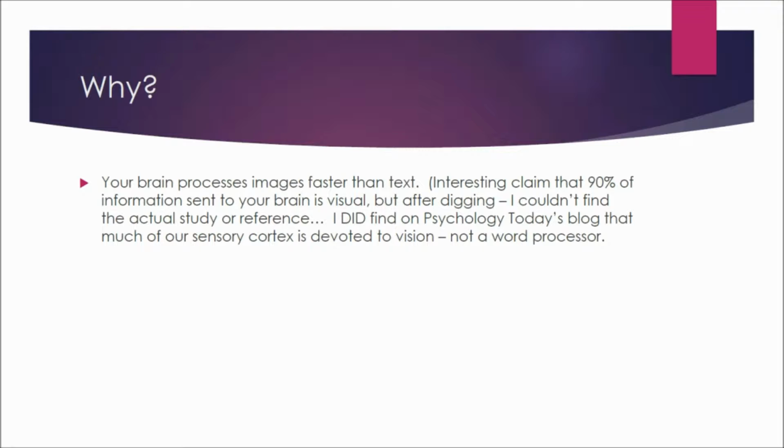Your brain processes images faster than text. I found an interesting claim that 90% of information sent to your brain is visual. But after doing some digging, I couldn't find the actual study or the reference. So I did find in Psychology Today's blog post that much of our sensory cortex is devoted to vision, not a word processor. As a matter of fact, there's only a small portion that's dedicated to words and language.